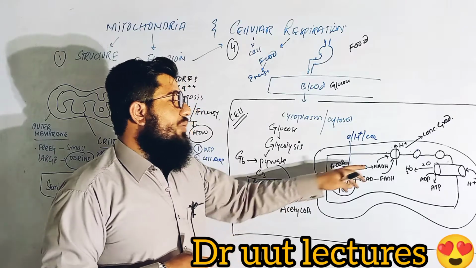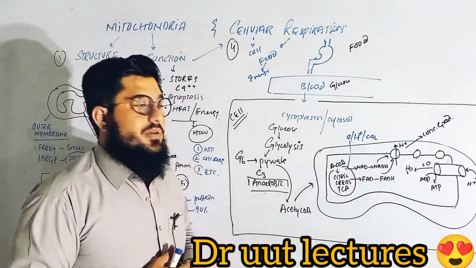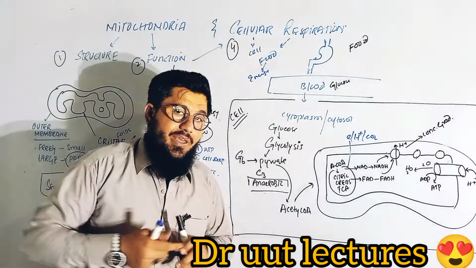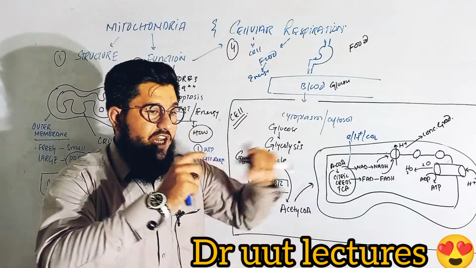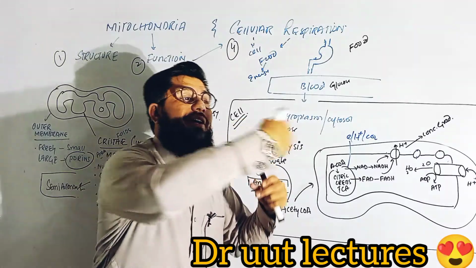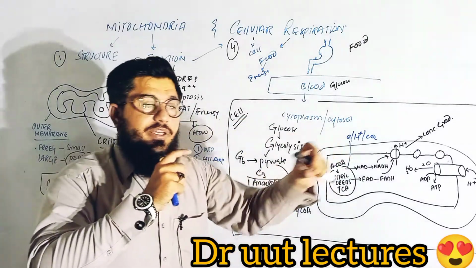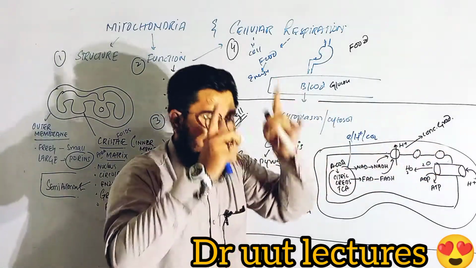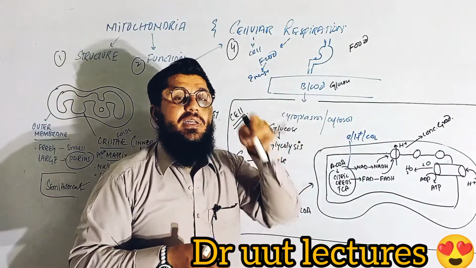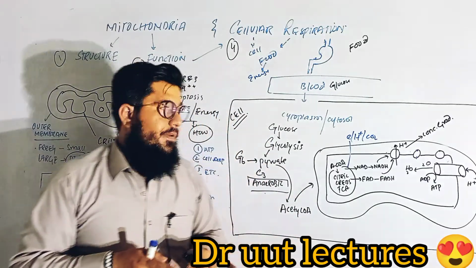NAD will be converted into NADH. The protons will be attached to this, and along with the electrons will be carried towards the electron transport chain, a chain that is responsible to transport the electrons. A chain responsible to transport the electrons is called the electron transport chain. This chain is available in the inner membrane of the mitochondria.